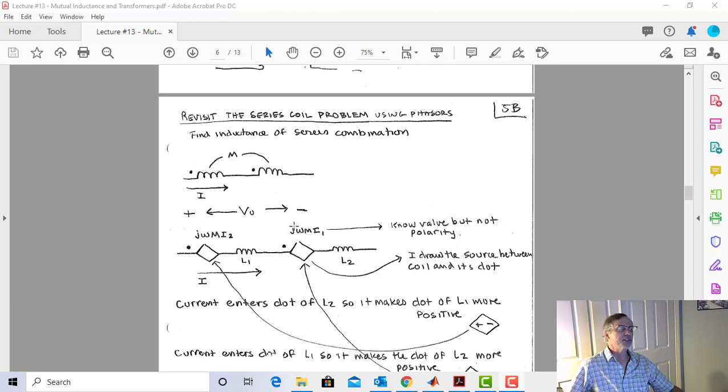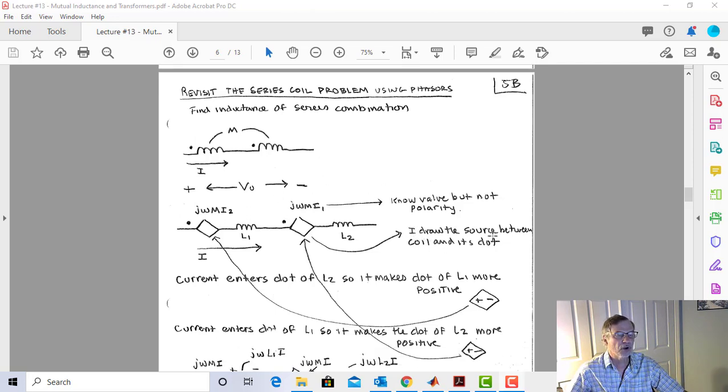Now, I do this as a series of steps. The first thing I do is I always draw the source between the coil and its dot. So here, I've got a coil and a dot. I kind of move that dot out a little bit, and I put the source right here. Same thing with this coil. I know it's going to need a source, so I'm just going to put it in. I'm going to move that dot over, and I'm going to draw the source between the coil and its dot.